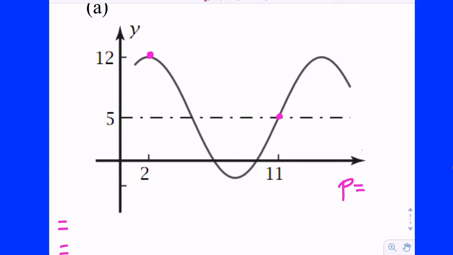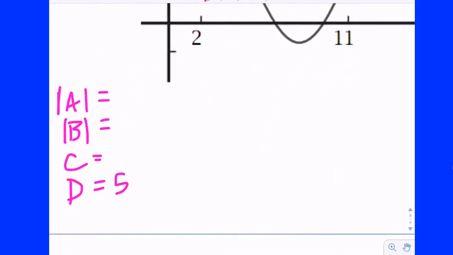What's the easiest letter to get just looking at the graph? D is the easiest value because it has the sinusoidal axis labeled at 5. That should be your D value, right? So you know D is 5. Your C value, you're going to hold off on the C value until the very end because that's your phase shift. And that's going to depend upon whether you're calling it sine or cosine.